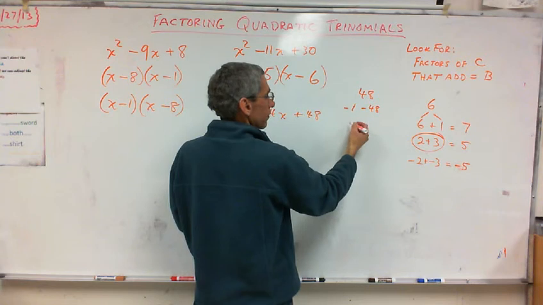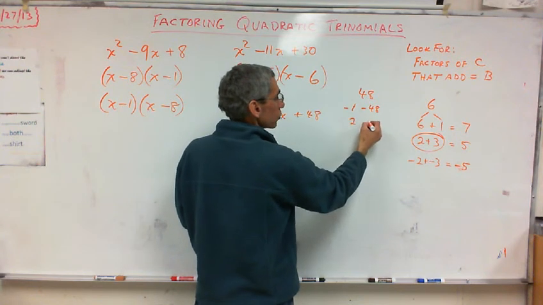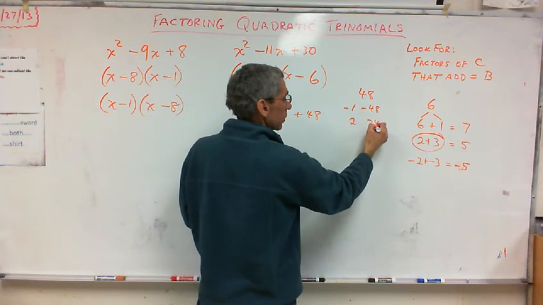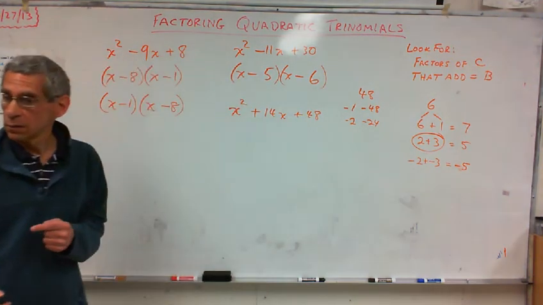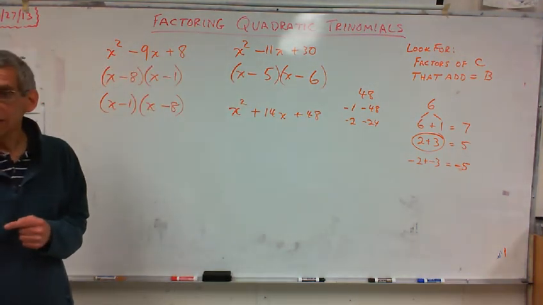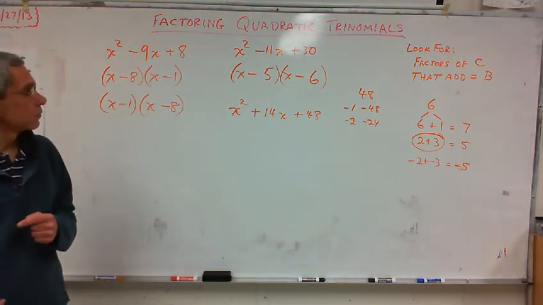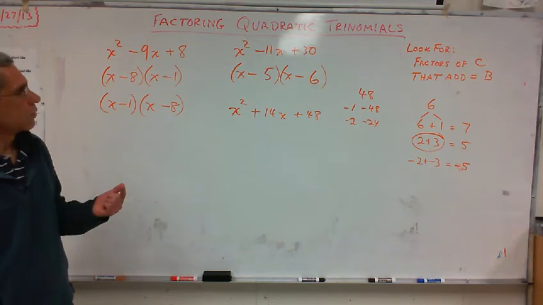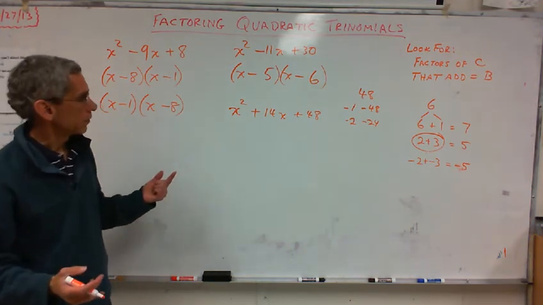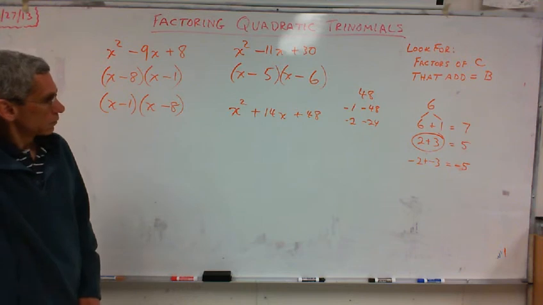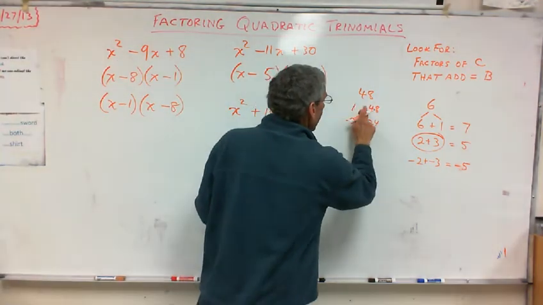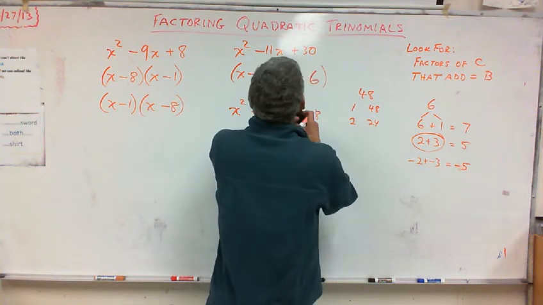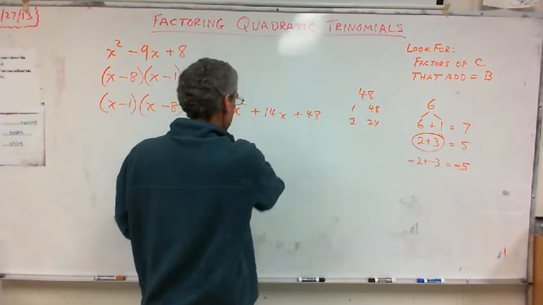I could do 2 times 24, or 8 times 6. Oh yeah, that would work. And then 8 plus 6. You're doing 11x instead of 14x. Oh, you're right, thank you. They're not going to be negative. I was doing the wrong problem, so I'm going to get rid of that so I don't look at it again.